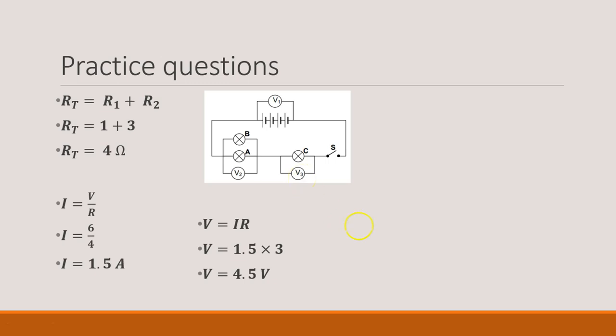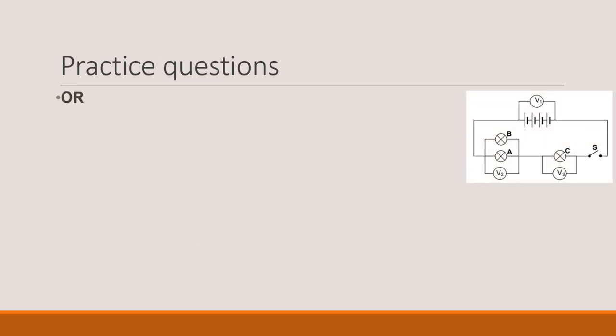Well, that's one way of doing it. The other way is by working out the total resistance. Again, we know that this is 3 ohms and that these together function as 1 ohm. The total resistance in the circuit is 4 ohms. And light bulb C has 3 ohms of those 4 ohms.